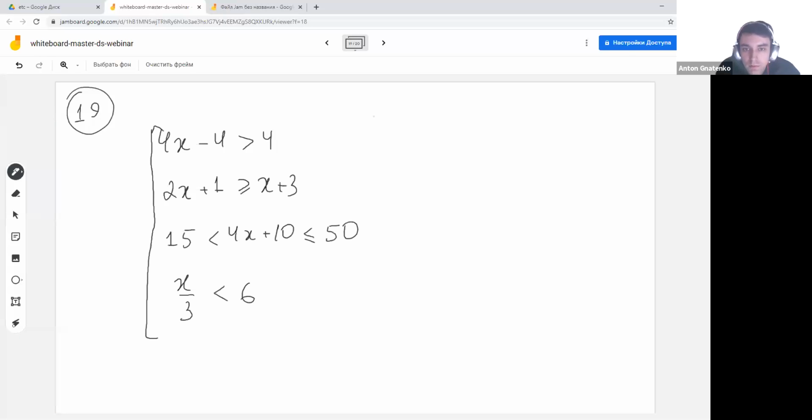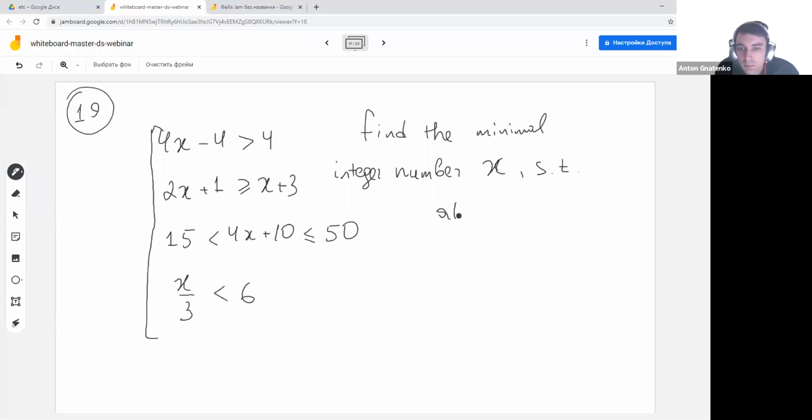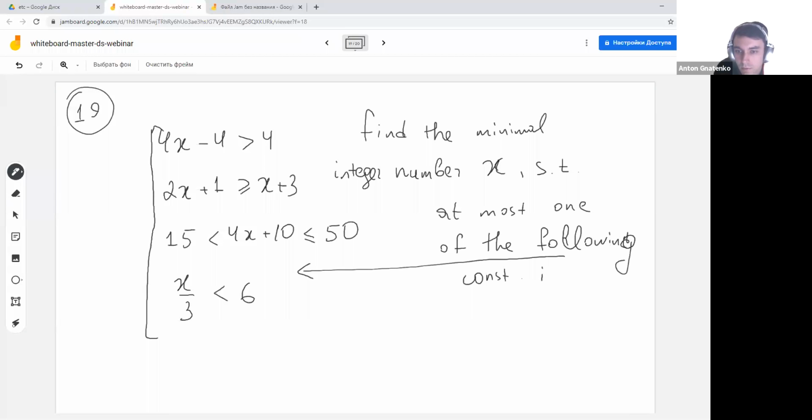And we are asked to find a minimal number x, the minimal integer number x, such that at most one of the following constraints is violated.